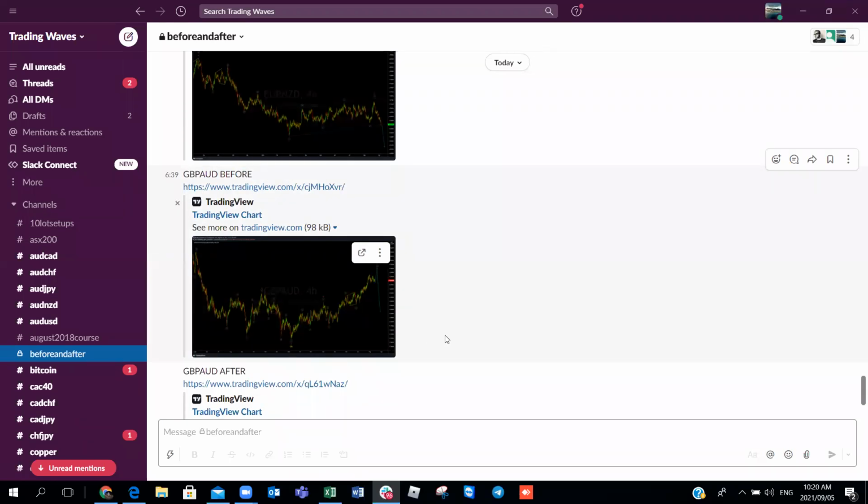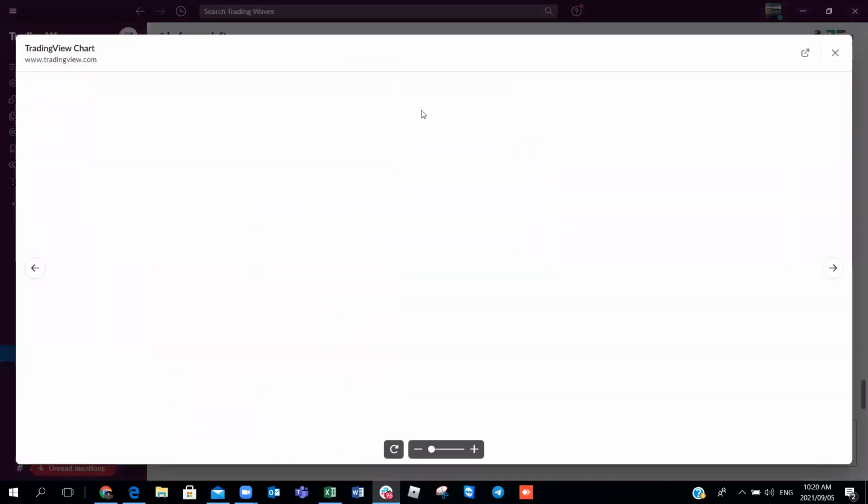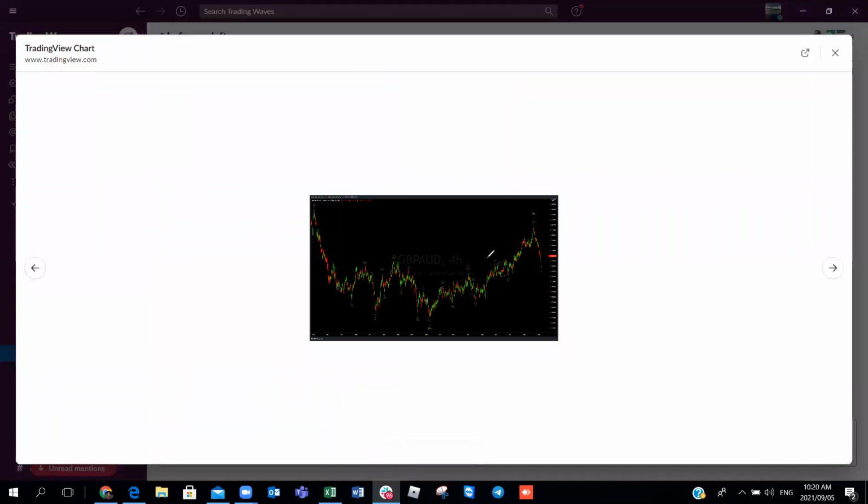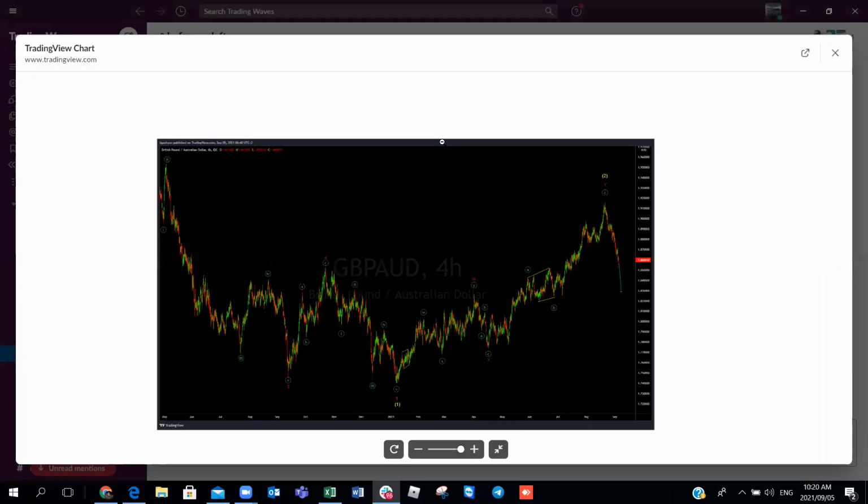That was the chart before. Let's look at the chart after. So this is where we are currently. We are currently making a move to the downside on Pound AUD. We expect more downside. So that's what we'll be looking at on the market. We're looking for continuation to the downside.